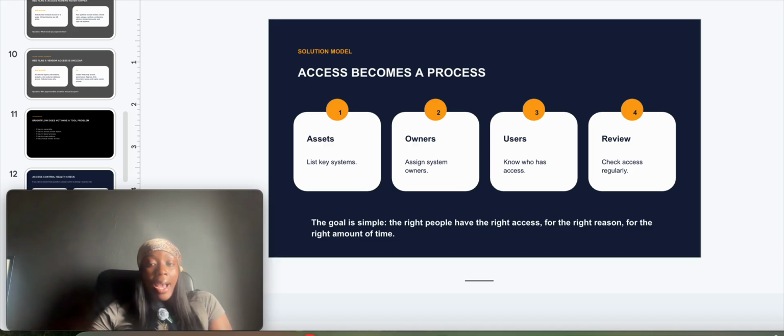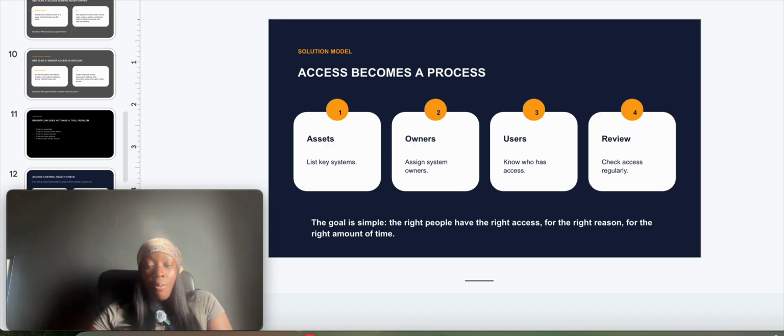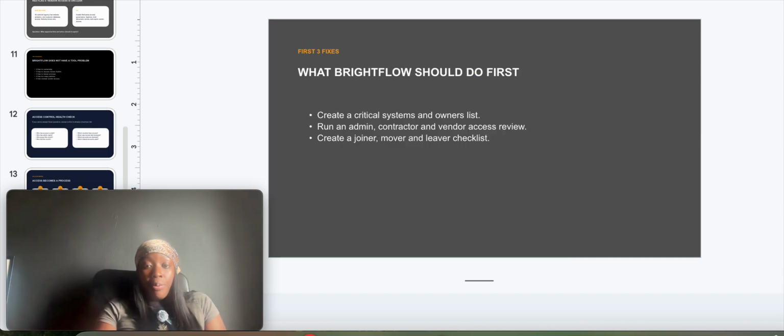And then review. Have a process for checking access regularly. Depending on how significant it is, if it's a really high risk system or high risk account, so an admin account, make sure it's on a weekly or monthly basis at the least. And if it's a standard account, make sure that access review is done on a quarterly basis. So the goal is simple. The right people have the right access for the right reason and the right amount of time.